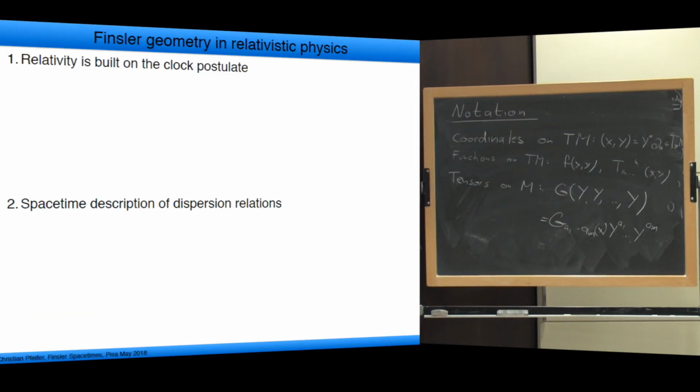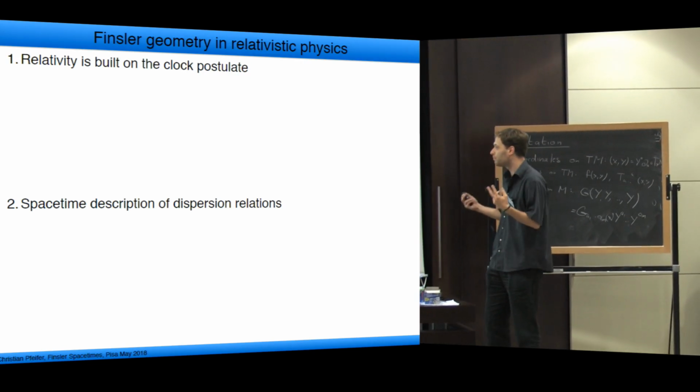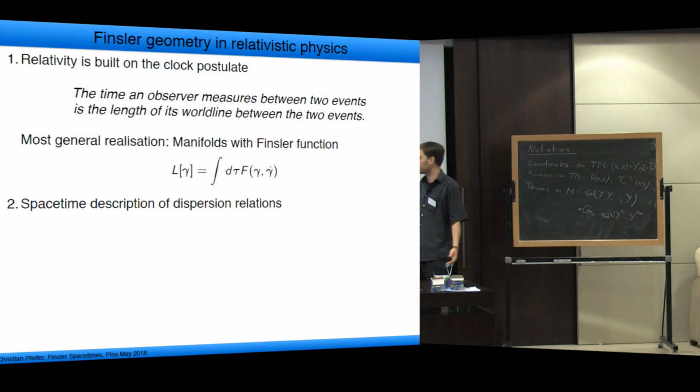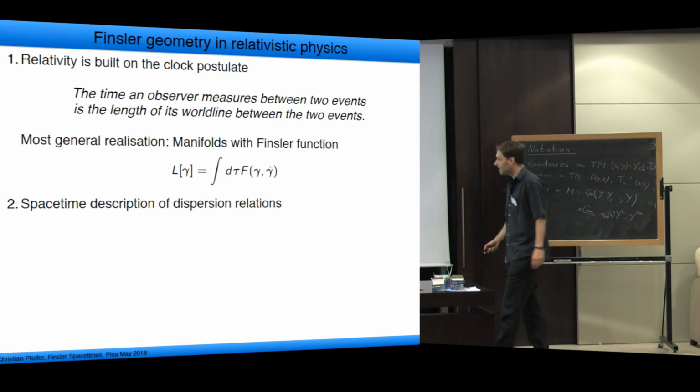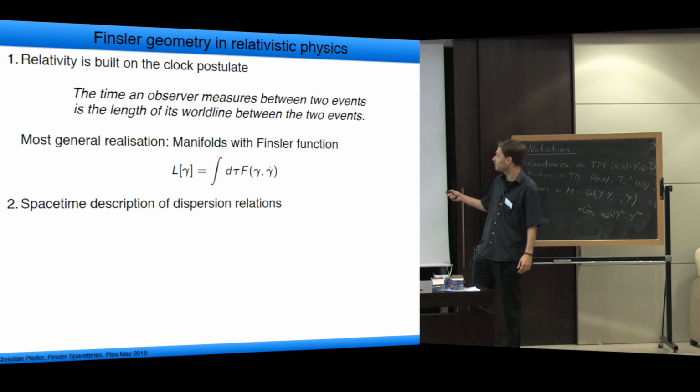Okay, let me start. How does Finsler geometry enter in relativistic physics? And I think it's 2 points where we naturally arrive at Finsler geometry, so non-metric Finsler geometry in physics. That is, when one considers the clock postulate on which relativity is built, and when one considers the space-time description of dispersion relations. What do I mean with that? The clock postulate states that the time an observer measures between two events is basically the length of its world line between the two events.